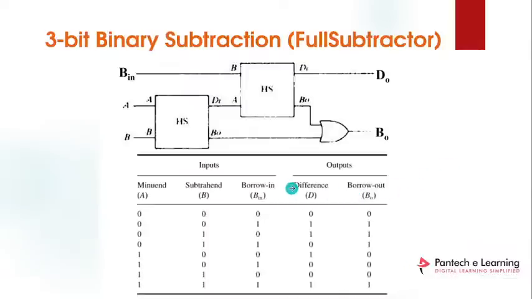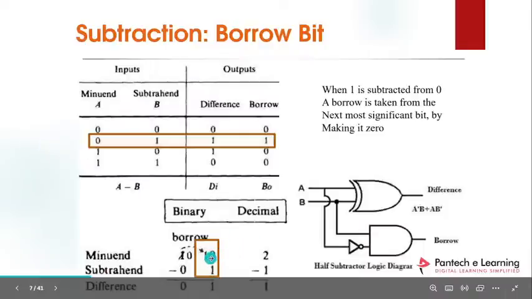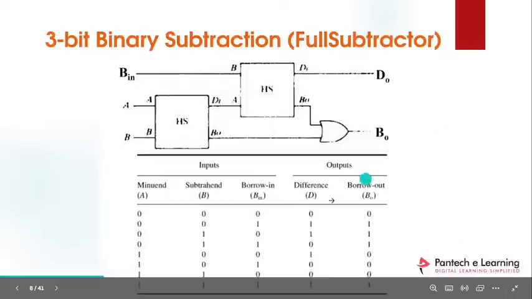And this is a 3-bit full subtractor. It has the difference and borrow out. Borrow out is what an element gives to another element, like a helping element. This element has the borrow in, but this element is giving to the other element. This is called borrow out. That's why in the truth table we can see borrow out.